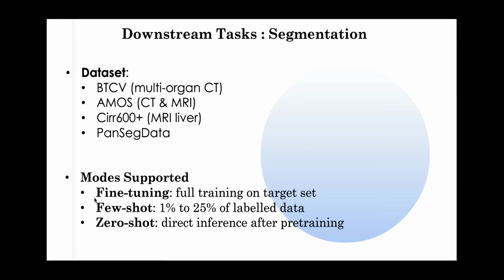We evaluated the models in three settings: fine-tuning, meaning full training on the target dataset, either BTCV, AMOS, or SEER MRI 600 plus, or few-shot training, where we analyze our network when we use only 1% of the data, 10% of the data, or 25% of the labeled data, and how it works.